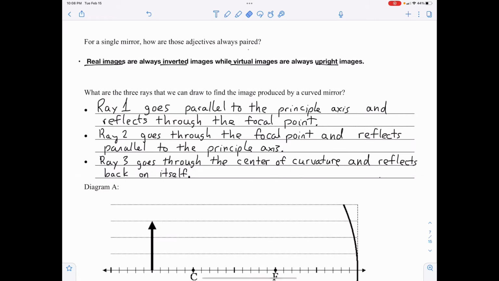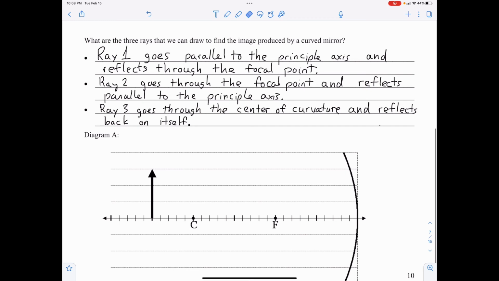Ray 1 goes parallel to the principal axis and reflects through the focal point. So on diagram A, let's do rays 1, 2, and 3 together. Ray 1 goes parallel to the principal axis, like this. It's best to draw it from the top of the object. This upright arrow represents whatever object is placed in front of the mirror. It could be a person, a candle flame, you standing in front, your face, or a pencil. It doesn't matter. It's some object placed in front of the mirror.